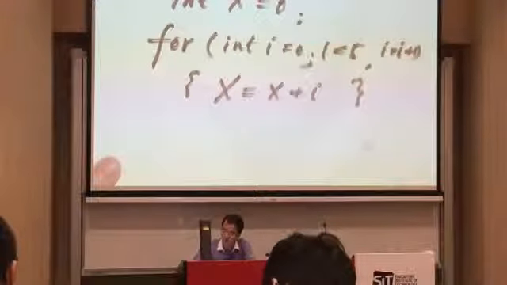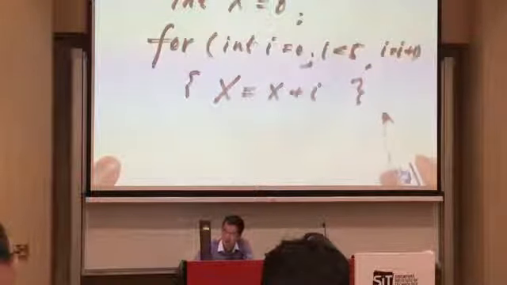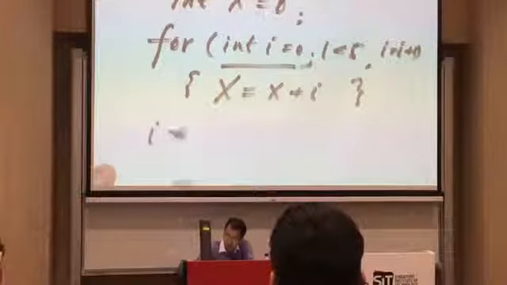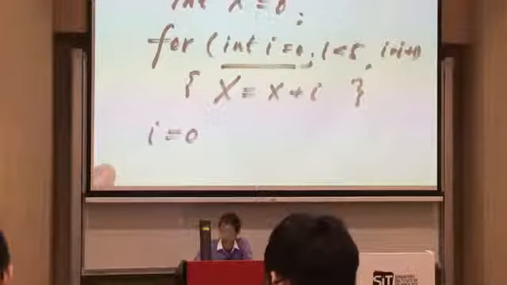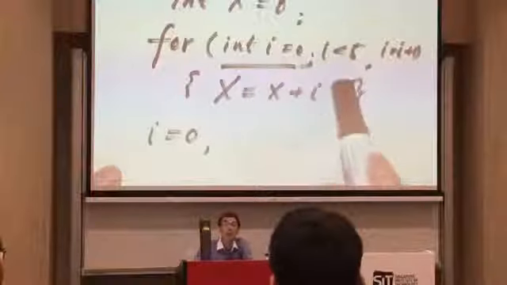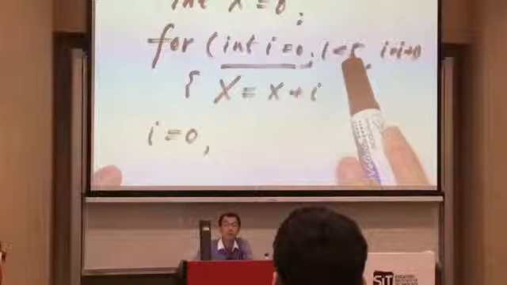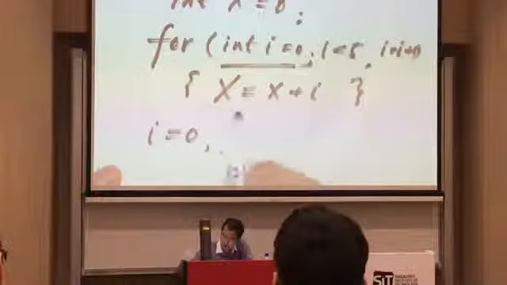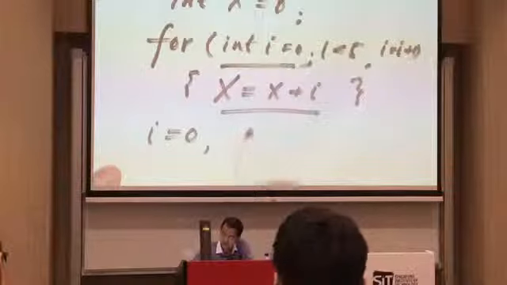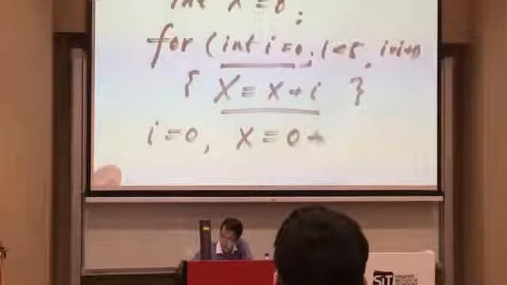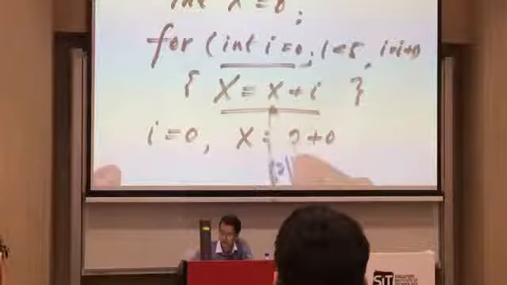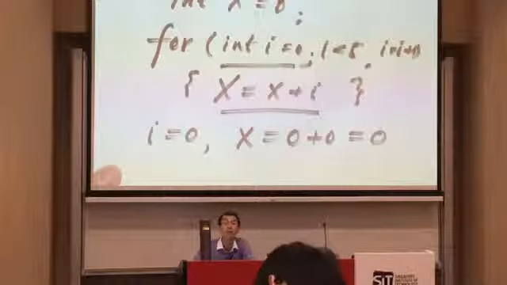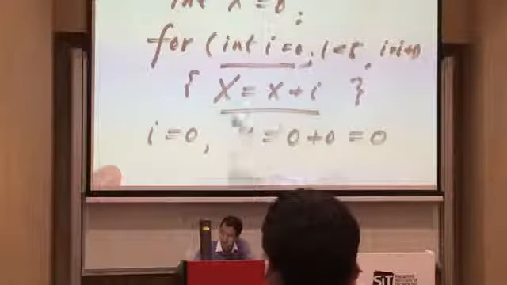So what does this program do? The first step, you look at your for loop. This is your initialization, so at the beginning, I equals 0. You check if I is less than 5. 0 is still less than 5, so you go into this loop and execute this. In the first step, it's x equals 0 plus 0, because x is still 0 and I is also 0. So x equals 0.